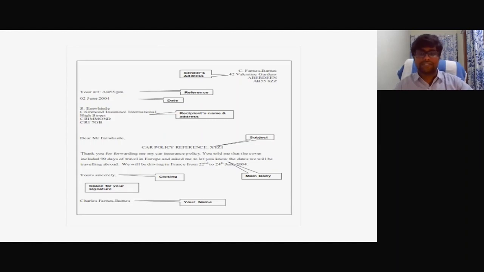And then next comes the closing. Next, the signature part comes, which is very important in this format, as the signature proves the authenticity and genuineness of the letter, and then it is closed by providing our name.